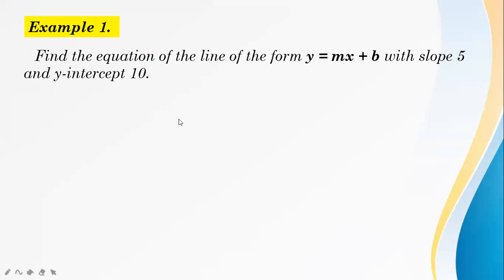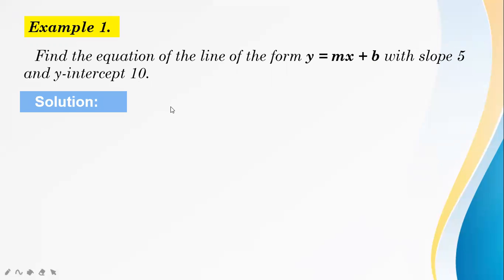Now we have example number 1. Find the equation of the line of the form y equals mx plus b with slope 5 and y-intercept 10. So we are looking for the equation of a line in this form, and we call this slope-intercept form. y equals mx plus b, wherein m is the slope and b is the y-intercept, with slope 5 and y-intercept 10.